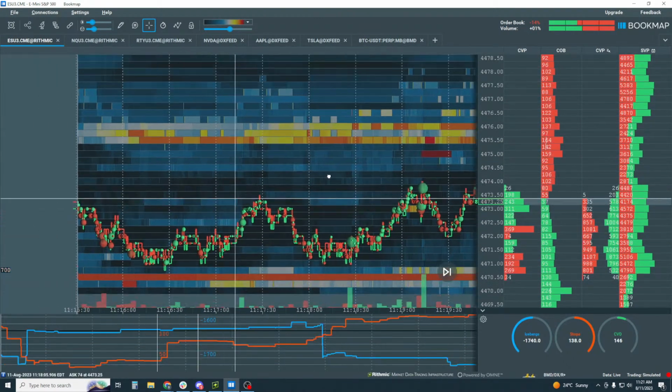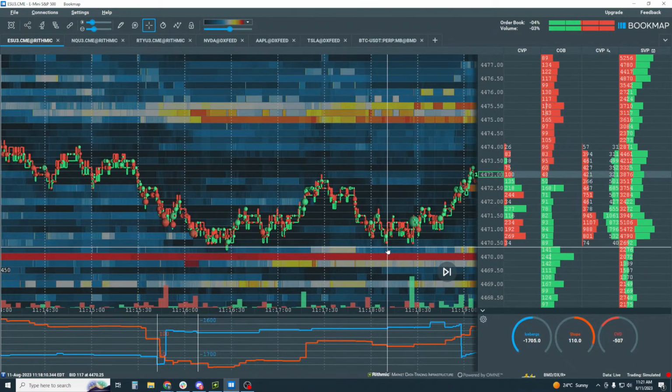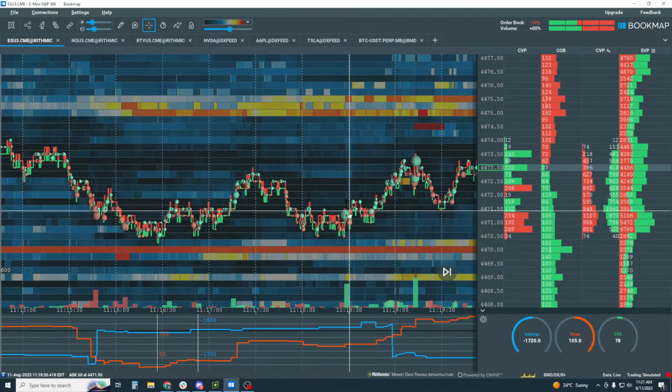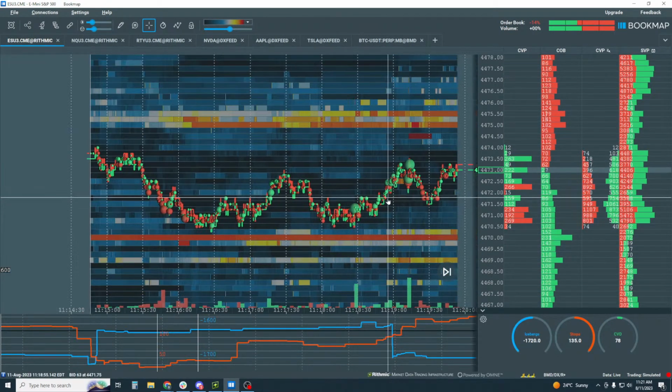So we went through that process multiple times here. Okay, and then also potential trade management on a higher time frame move as well.